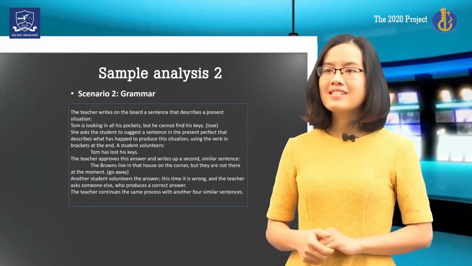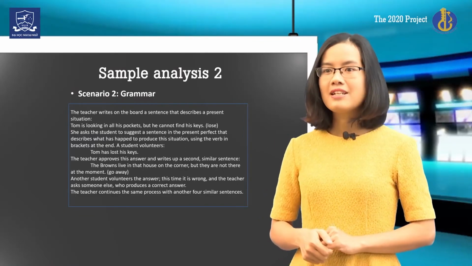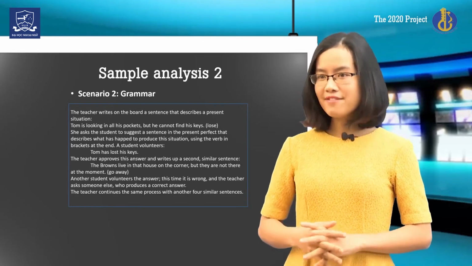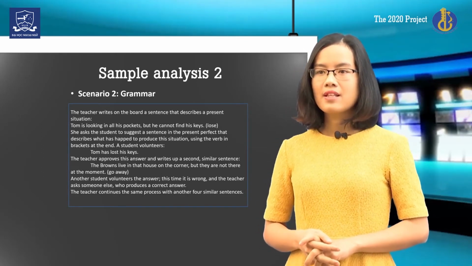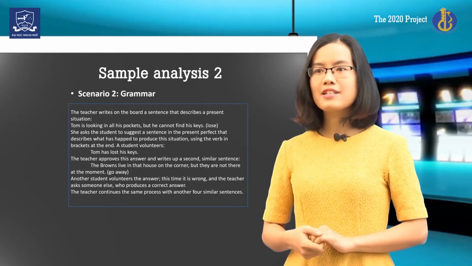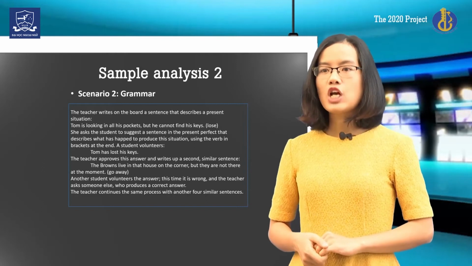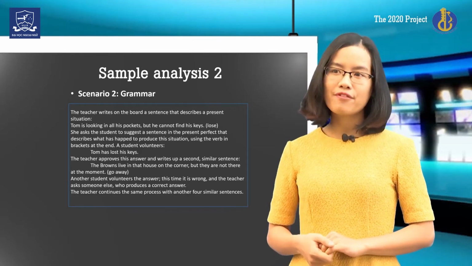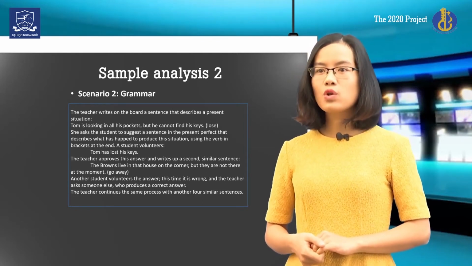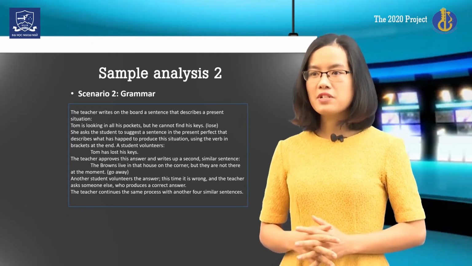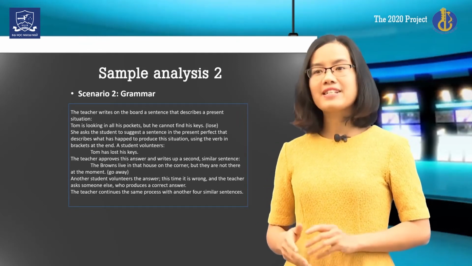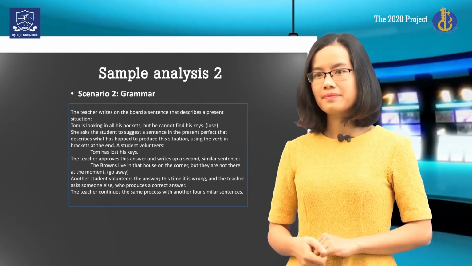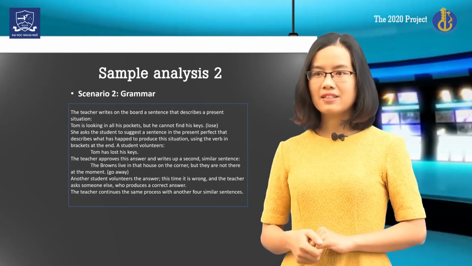Next, Penny discusses a lesson teaching grammar. Let's read the scenario and think about the 4 questions. The activity goes like this. The teacher writes on the board a sentence that describes a present situation. Tom is looking in all his pockets, but he cannot find his keys. And then the word lose. She asks the students to suggest a sentence in present perfect tense that describes what has happened to produce this situation. Students use the verb in brackets at the end.